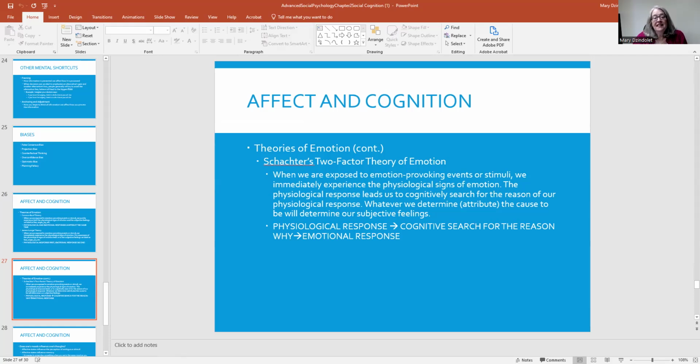And what Dutton and Aron did is they had a physically attractive female confederate. In other words, someone who is involved in the experiment, but the real participants don't know that she's in on it, right? And she would stand out in the middle of this bridge as it's swaying back and forth. And if a man came along the bridge and he was alone, she would say, hey, my name is so and so. Would you participate in an experiment for me? I'm at the University of British Columbia or whatever. Would you be in this study for me? And most of the men said, sure.